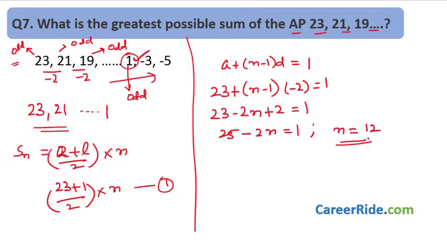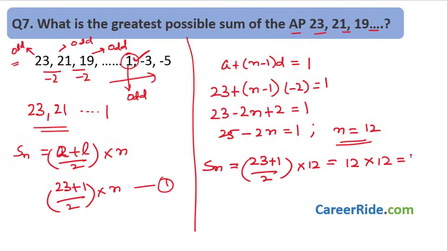So basically I'm trying to find the sum of the first 12 terms here. So my Sn in this case becomes 23 plus 1 upon 2 multiplied by 12. This gives me 12 into 12, which is equal to 144. So this is the greatest possible sum that this series can have.